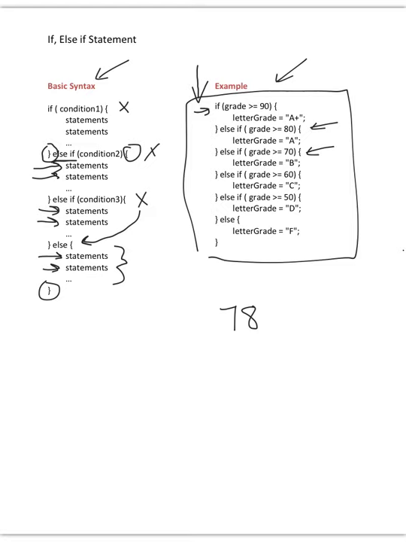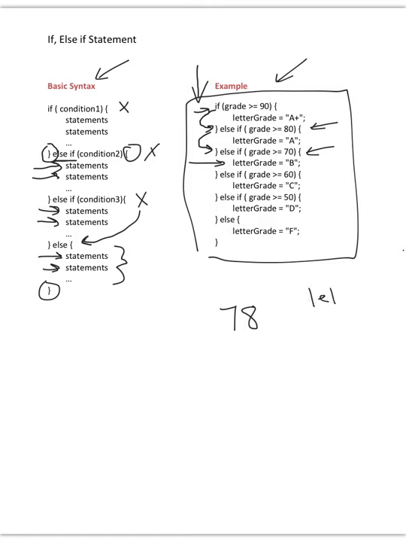So is it greater than or equal to 90? Well, no, it's 78. So it skips over that, and it doesn't perform that, and then it goes to the next check. So it checks to see if the grade is greater than or equal to 80. Is it greater than or equal to 80? Nope, it's 78. So we skip down to the next section. Is it greater than or equal to 70? Yes, it is greater than or equal to 70. So we perform the statements that are inside that if statement. So now we're going to make a letter grade equal to B.